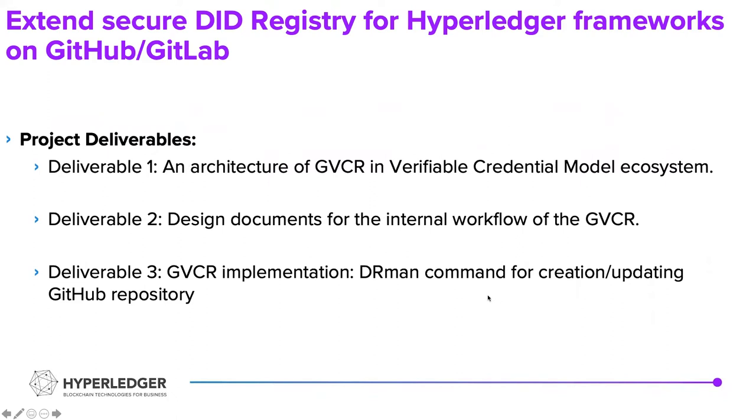So here are the deliverables of our project. The first deliverable would be the architecture design of the GVCR in the existing verifiable credential model. The second deliverable would be the design document for the internal workflow of the GVCR, which includes the architecture design and system design, and also some internal workflows. The last deliverable would be the implementation. We're going to use our DRMAN command line tool to create and update the GVCR.